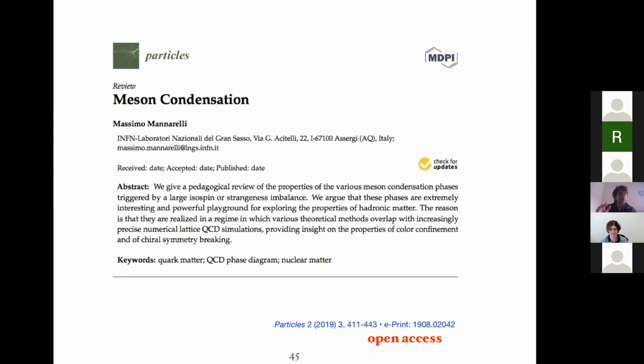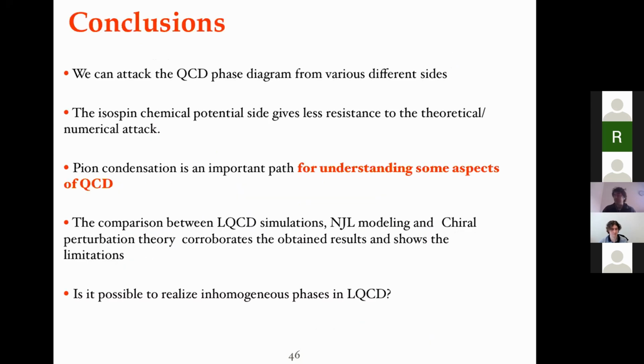And I go to my conclusions, which are basically the following. Since we want to understand QCD, one possible way is to attack the phase diagram from the direction which presents less resistance than others. And certainly the direction of mu_I with the pion condensation is doable. This is a path that we can use to get information on QCD.